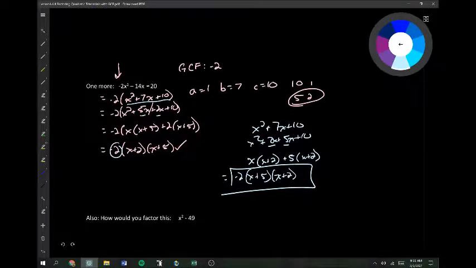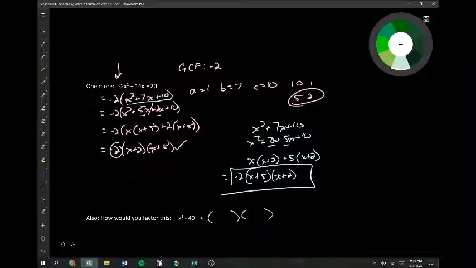Last one. This is a bit of a different strain of thought here. How would you factor x squared minus 49? And I'll tell you it can factor. It's going to factor into something like this with the two bubbles, the two factors. Remember, you can always just play with a, b, and c. Your a value is 1, your b value is 0, and your c value is negative 49. So I want two numbers that multiply to negative 49 but add to 0. Turns out it's negative 7 and positive 7.